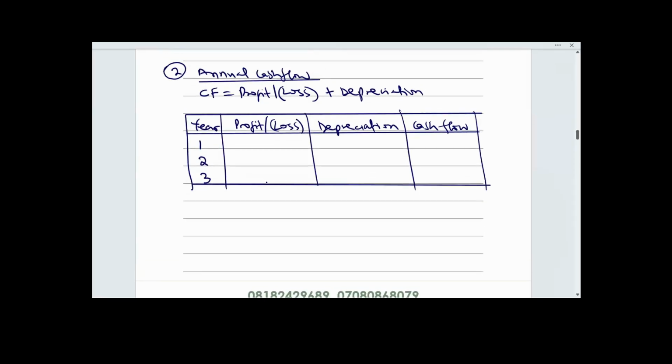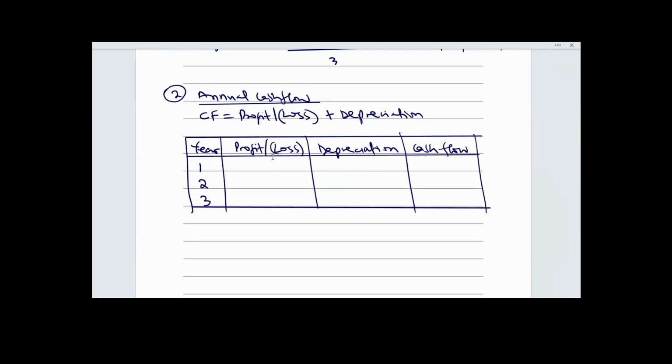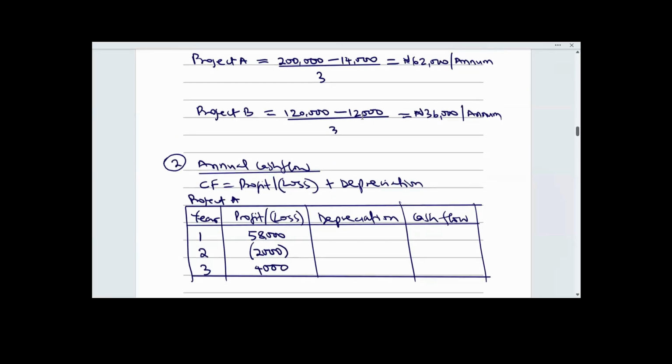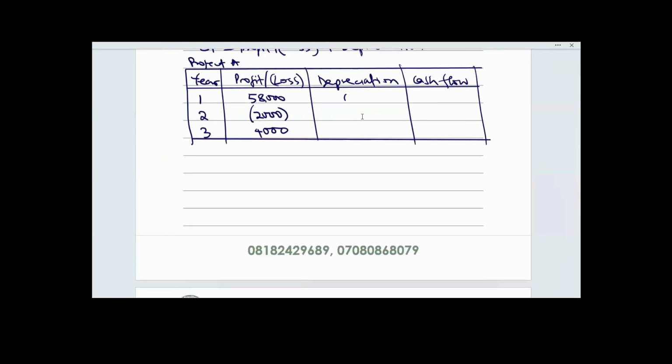Okay. So give me the profits or loss for project A. For year one, we have 58,000 profit. For year two, we made a loss of 2,000 naira. Then for year three, we have 4,000 naira profit. Then annual depreciation for project A, we calculated 62,000.